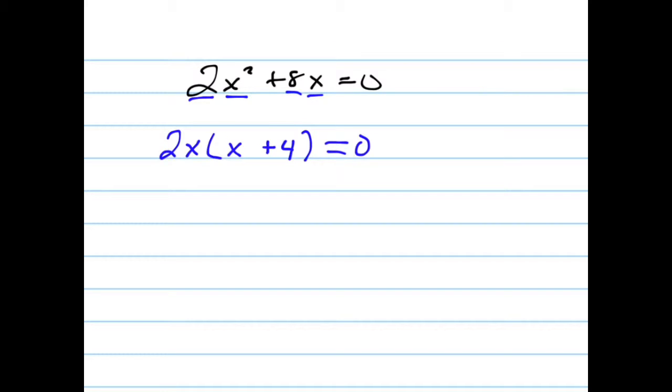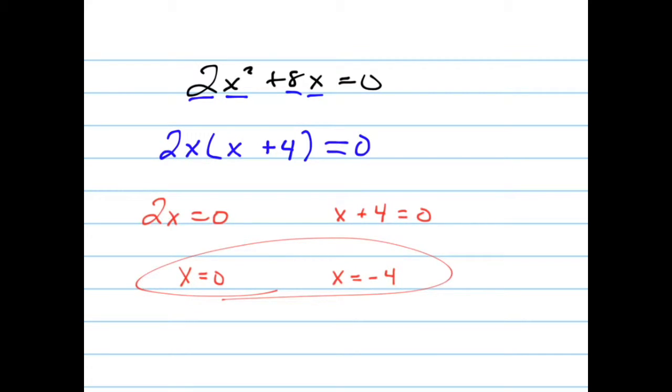So remember that by applying the zero product property, we know that 2x must equal 0, or x plus 4 equals 0. Because if you have a product equal to 0, then one of the factors has to be equal to 0. So if 2x equals 0, then x equals 0. If x plus 4 equals 0, then x equals negative 4. Those are my two solutions. And I can check by plugging them each in individually up here in my original equation.